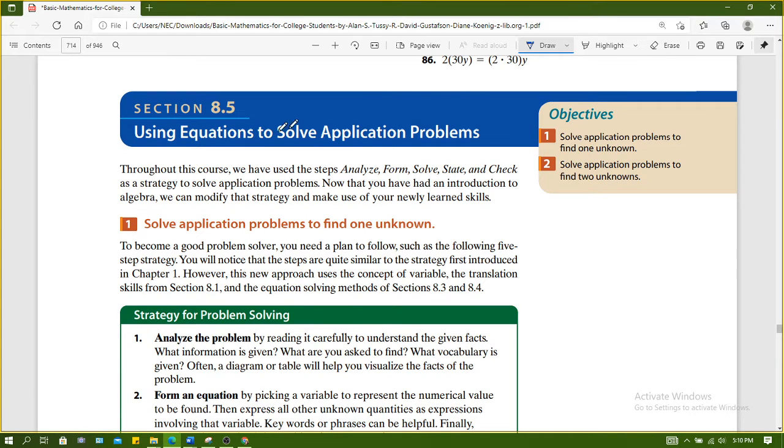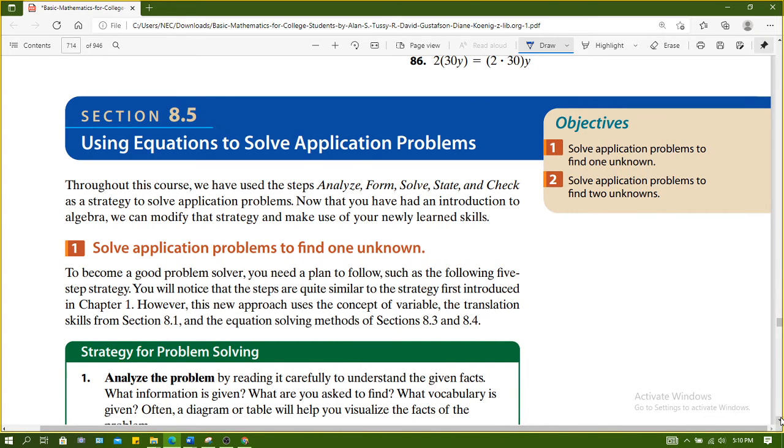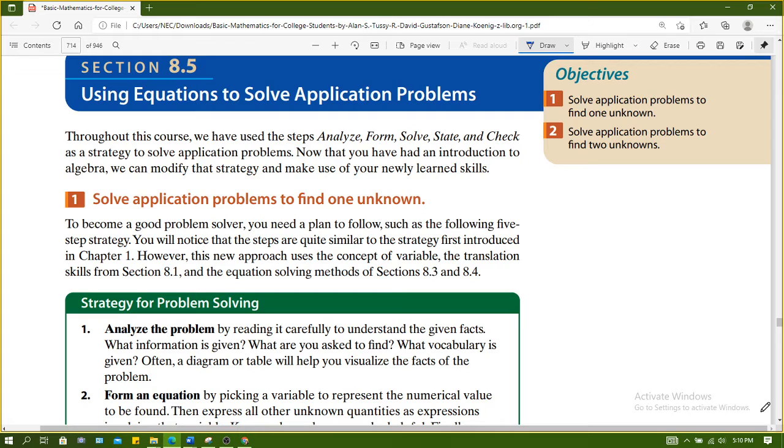Okay, section 8.5, using equations to solve application problems. So this should be the best part of our lesson because we know how to apply the lessons that we have tackled into real life situations. So let's have section 8.5, using equations to solve application problems.